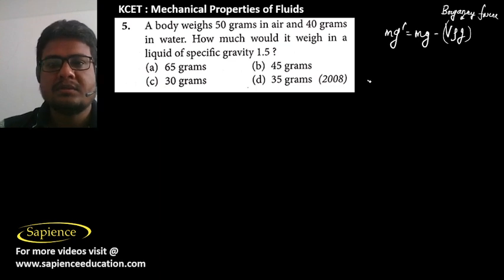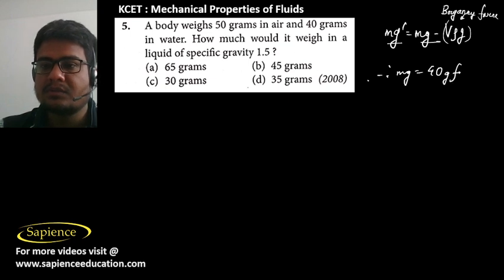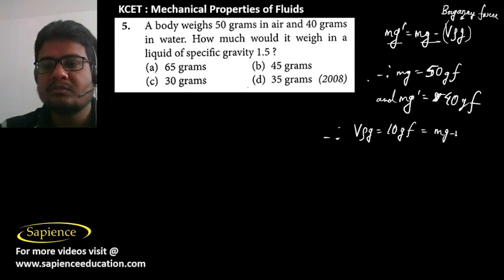Now therefore we can say that it weighs 50 gram in air and 40 gram in water. So mg is 50 gram force, and mg dash is 40 gram force. So therefore the upthrust, that is V rho g, is equal to 10 gram force, since it will be equal to mg minus mg dash, which is the actual weight minus the apparent weight.